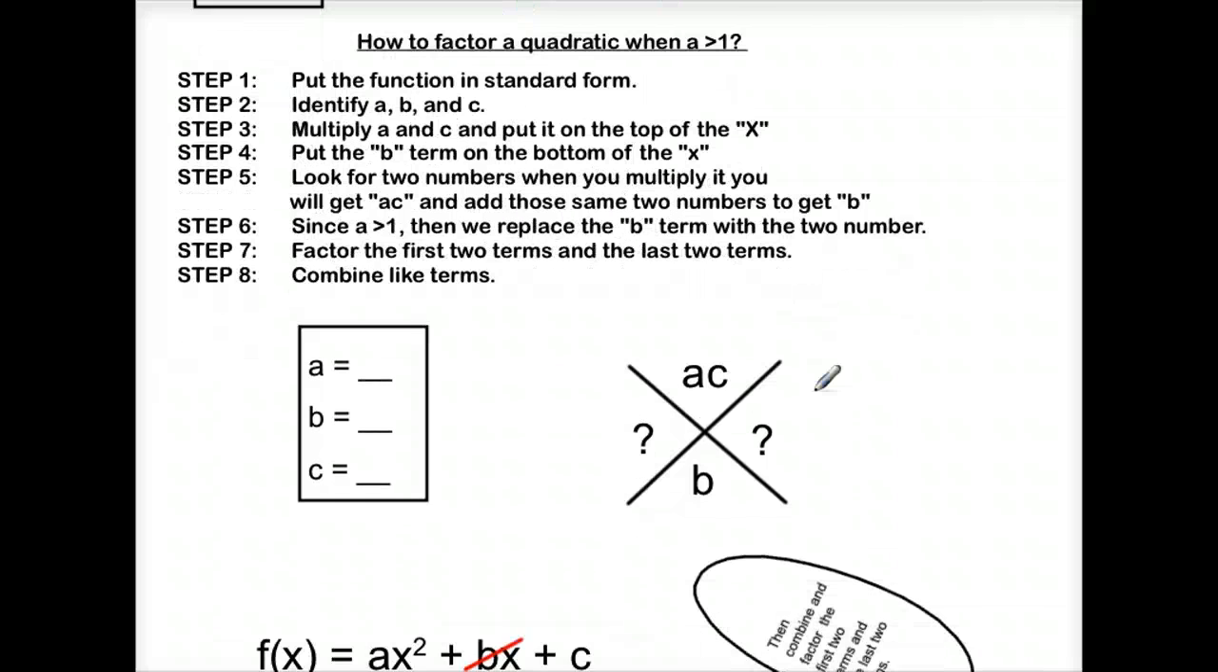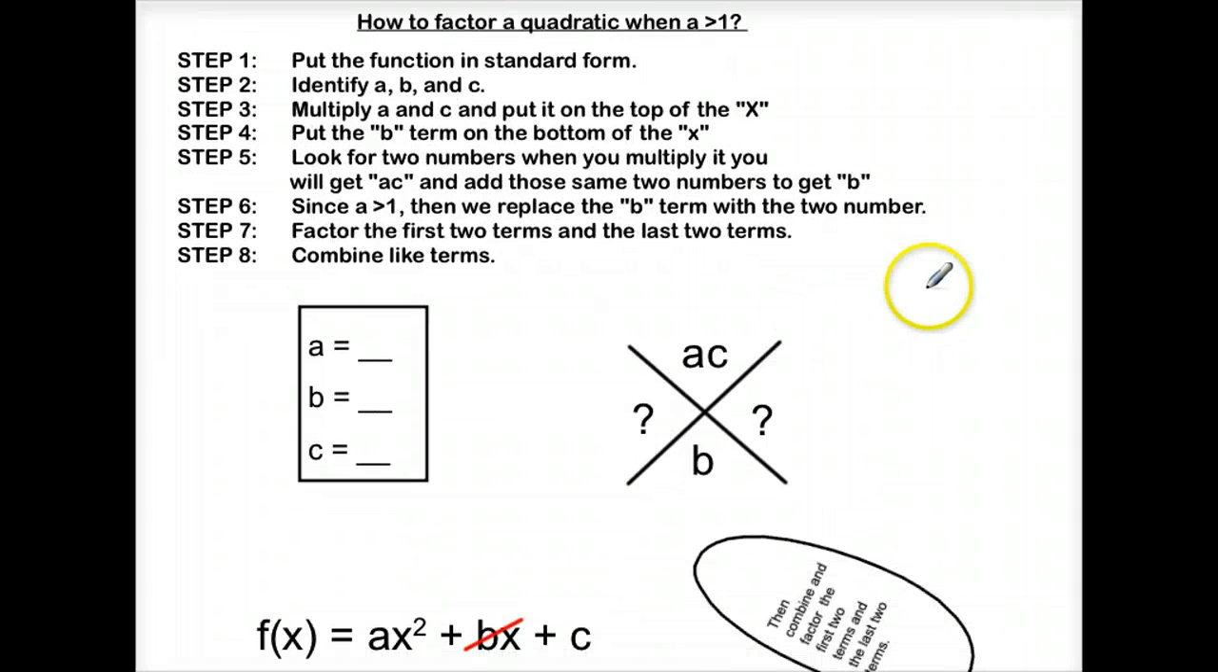Now this is where it gets a little tricky. How do we factor when a is greater than 1? So same thing applies for a few steps. So we check if it's in standard form, then I identify my a, b, and c.